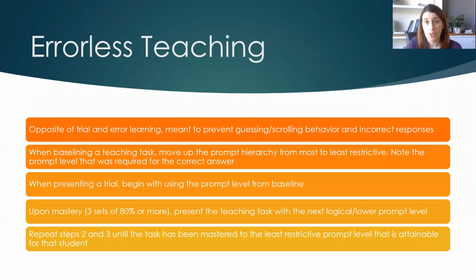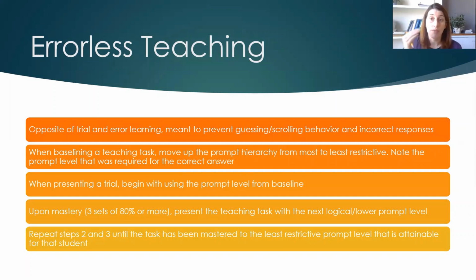What exactly is errorless teaching? It's the opposite of trial and error learning, and it's meant to prevent that guessing and scrolling behavior and incorrect responses. When you're baselining that teaching task, you want to move up the prompt hierarchy from most to least restrictive, and note the prompt level that was required for that correct answer. When you're presenting a trial, you want to begin with using the prompt level from baseline. So once you have established that baseline without using any prompting, if the student gets 0% on baseline, you would go right into that full physical prompt, or whatever would be the highest possible prompt.